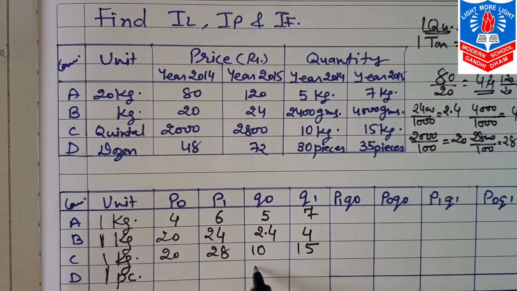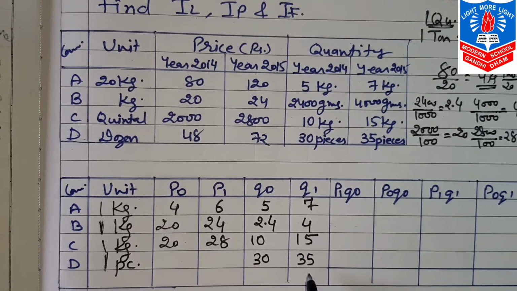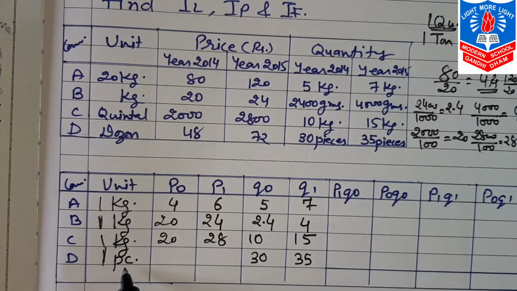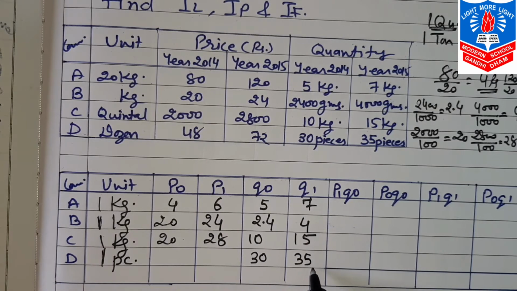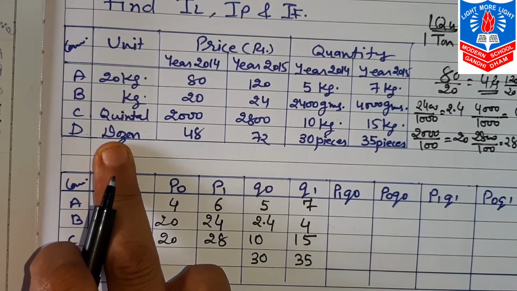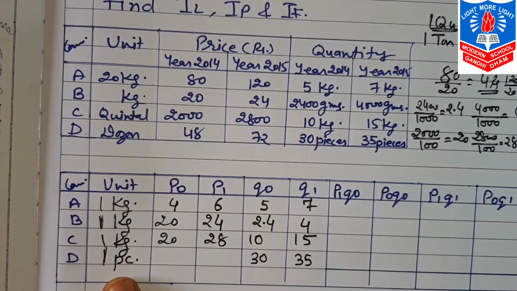Now see, here this is 30 pieces, here 35 pieces. No problem, because this 30 and 35 are pieces only, and here also piece. As we just discussed, the rule is that the unit of measurement and quantity should be the same. So here it is the same. But this 48 rupees is the price of 1 dozen. We want it now for 1 piece.